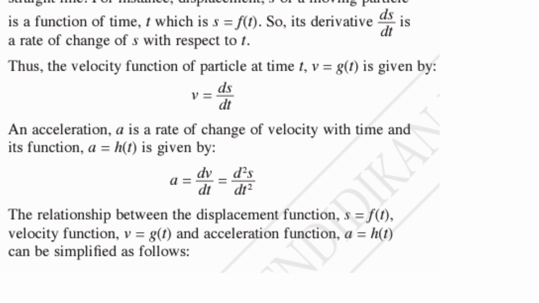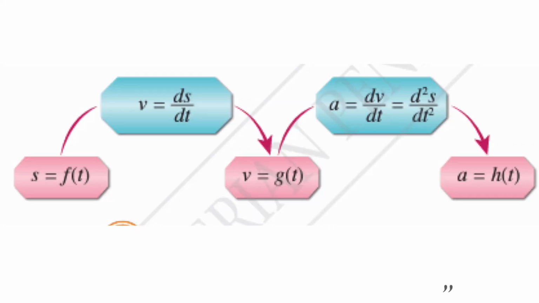So the relationship between the displacement function s equal to f(t), velocity function v equal to g(t), and acceleration function a equal to h(t) can be simplified as follows. It means that if you are given displacement, you can differentiate to get velocity. Okay, so velocity is ds/dt. And if you are given velocity, you can differentiate velocity with respect to time to get acceleration. So acceleration is dv/dt.